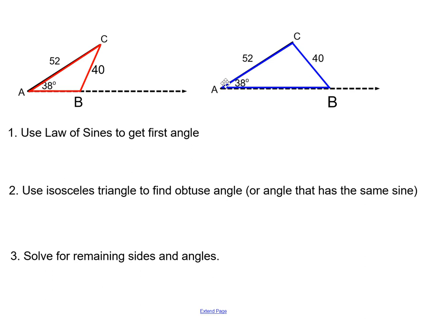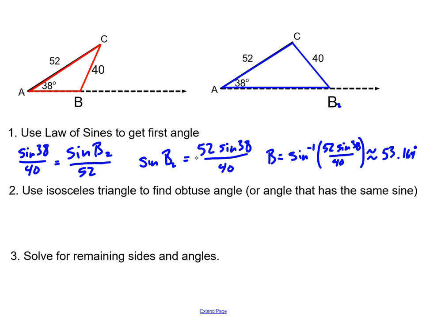Now here's my two possibilities, and what I'm going to do first is use the law of sines to get the first angle. Now I still don't know what picture I'm dealing with, but I'm going to have the same setup with the law of sines. It would look like this. So going through the law of sines, I set it up to sine of 38 over 40 equals sine of b over 52, which would be the same in the red.